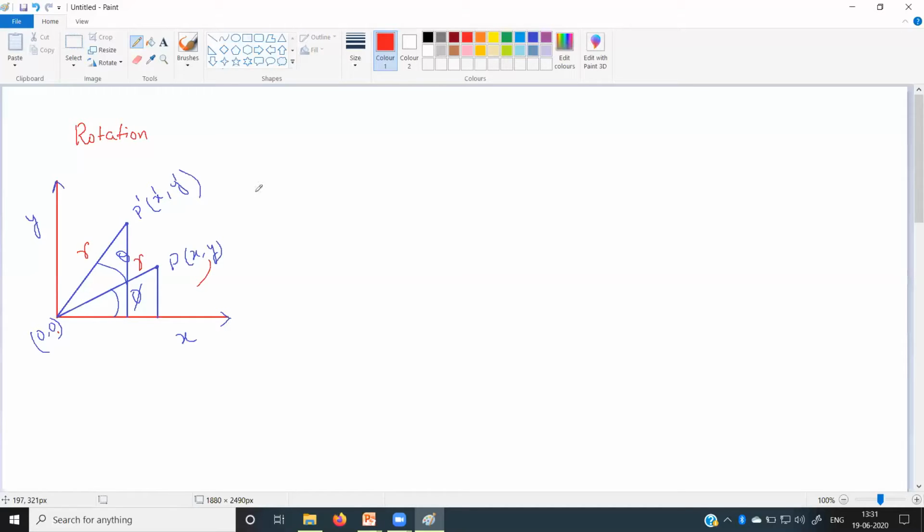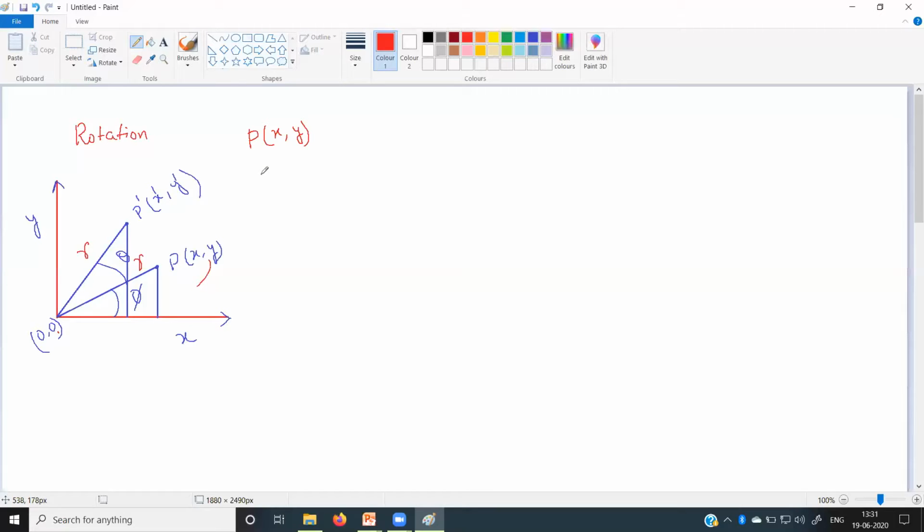So if I consider the length is R, then from the length R, we can easily compute the value of X and Y. So for the point P with coordinate X and Y, what will be our position?